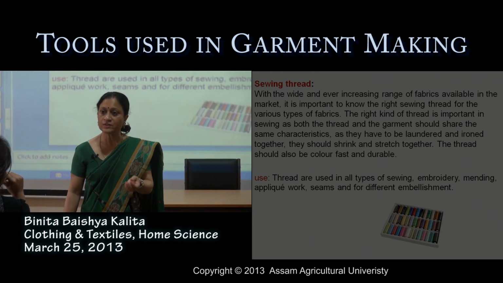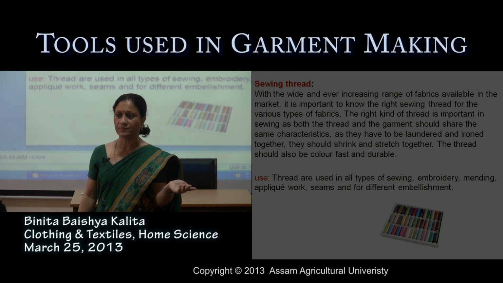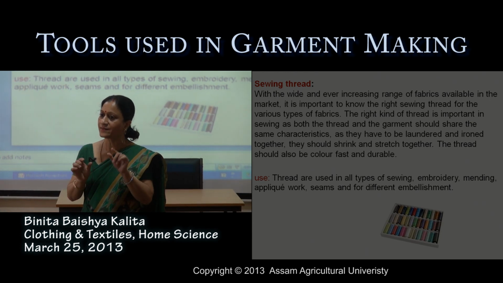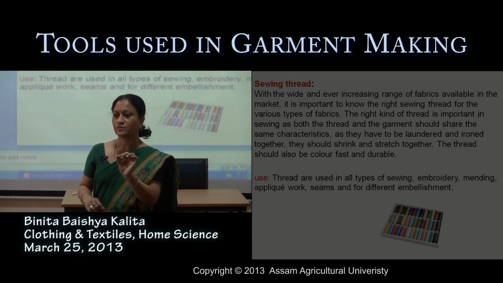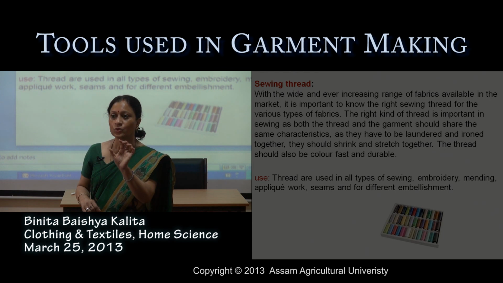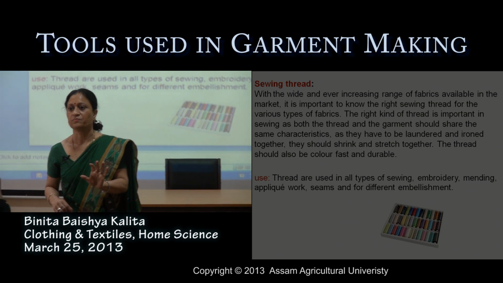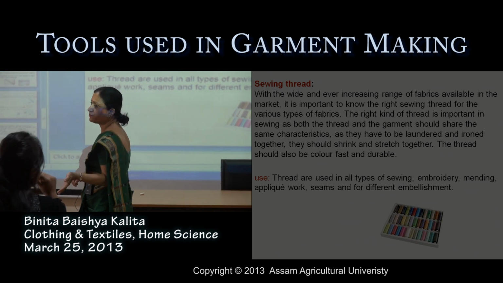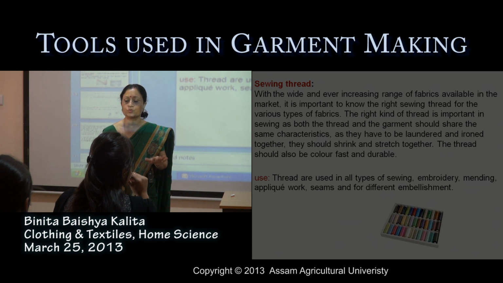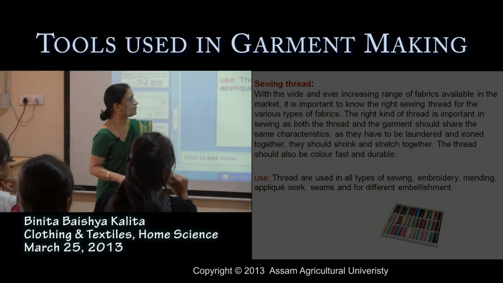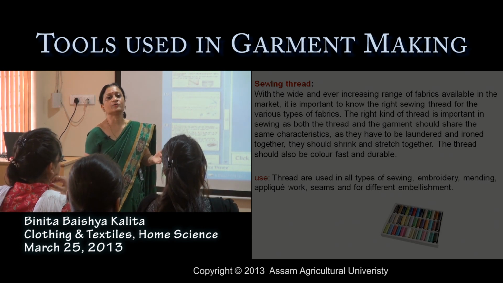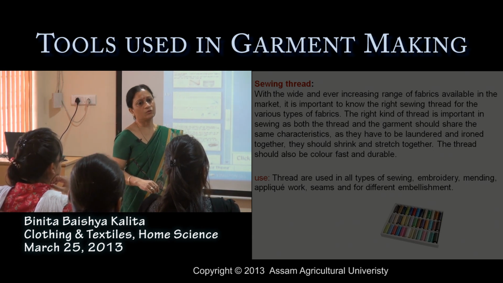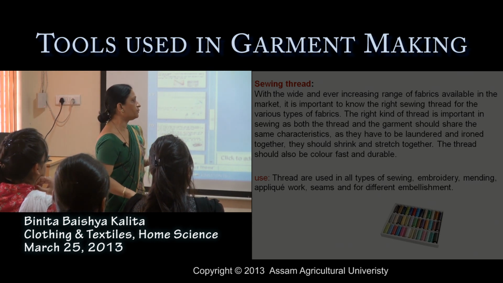Suppose you are using cotton yarn on synthetic fabric, then after washing the cotton has a tendency to shrink, is it not? So what happens after washing, your seam may shrink. There will be a possibility of the seam shrinking. So according to the type of fabric, you have to use the type of yarn. Okay, and thread is available in different colors and sizes, and you can use it according to your need and according to the type of fabric.